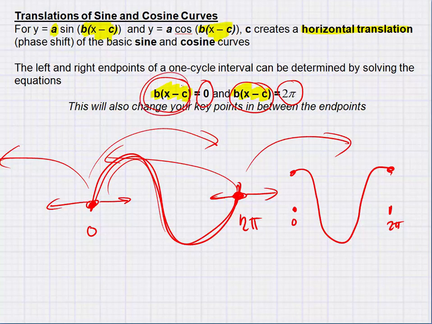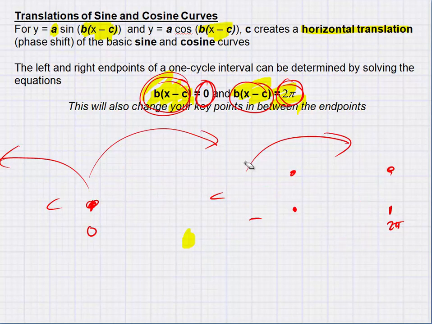So if this bx minus c is going to affect horizontally what's happening to the graph, it's going to change those endpoints. I'm going to set that bx minus c equal to the old endpoints, 0 and 2 pi. And if I solve these two equations, that's going to tell me where my new endpoints are, and then all the key points inside the graph are going to move with it, and then I can redraw my graph.